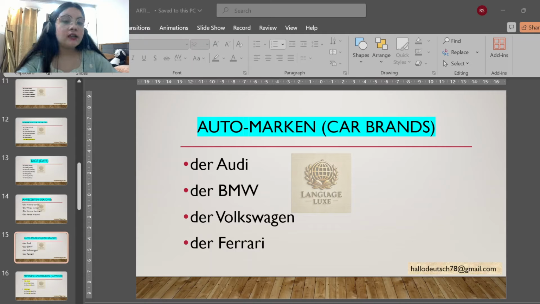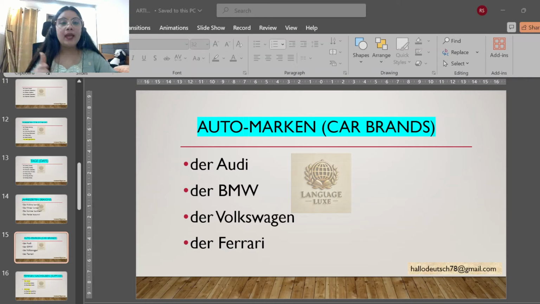And you know, in English we say Audi, BMW, Volkswagen. So these are German car brands, which is why the pronunciation which we use is incorrect. Today we are going to learn the correct pronunciation. So der Audi. Why do we pronounce it differently? Because it's a German car brand, so we are supposed to pronounce it in their way. Der Audi.